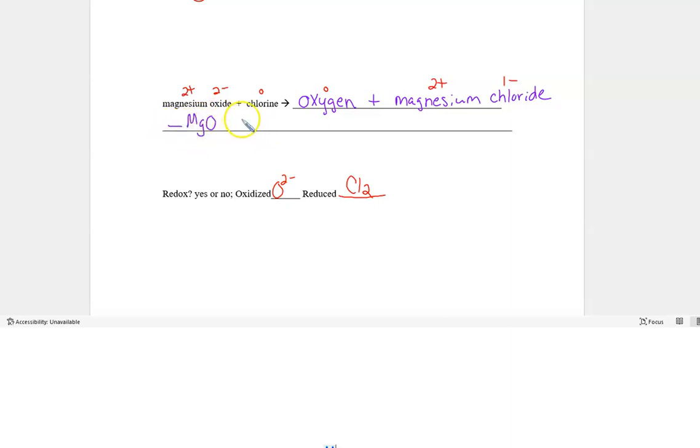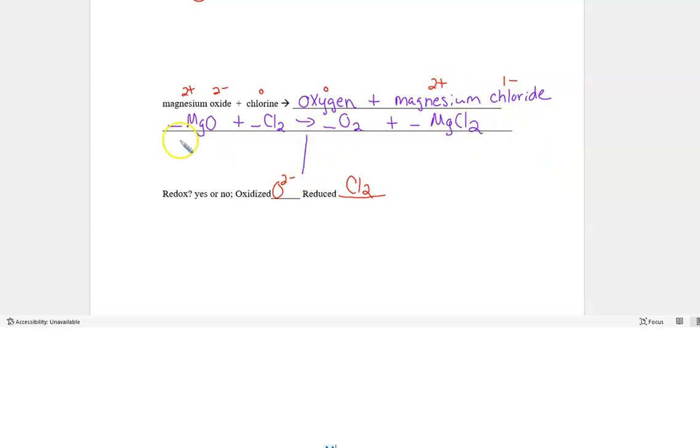It just becomes MgO. Now, chlorine, unfortunately, is one of those 7 that when they're by themselves, they do get a 2. Oxygen, when it's by itself, it does get a 2. And then magnesium chloride, MgCl2. All right. Swap and drop.